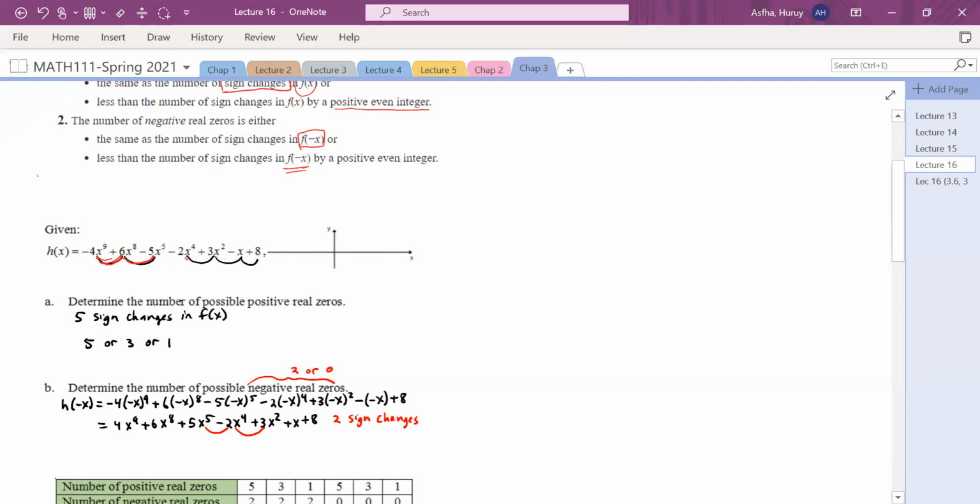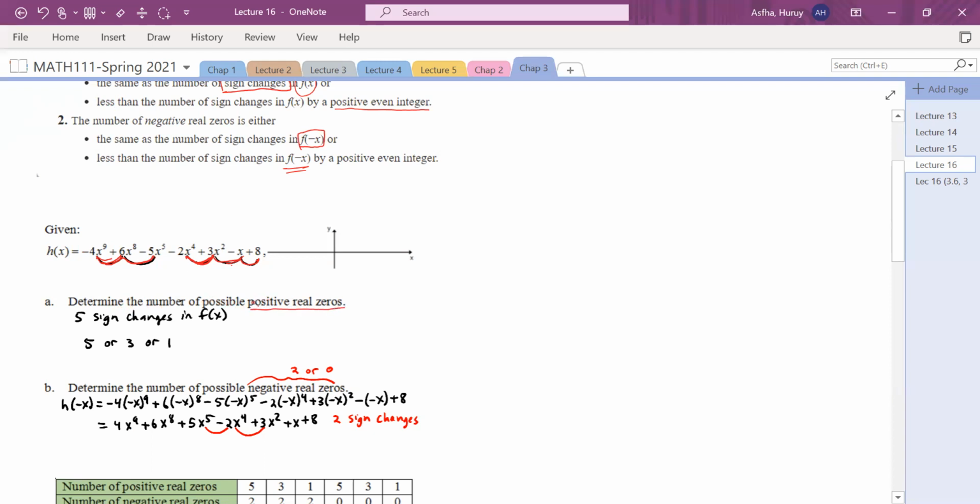We don't count it. Now here we're going from negative to positive, so we have a change. We have a change from positive to negative and from negative to positive. We just count these sign changes. Therefore, how many do we have? We have 1, 2, 3, 4, and 5. So, determine the number of possible positive real zeros. Remember?